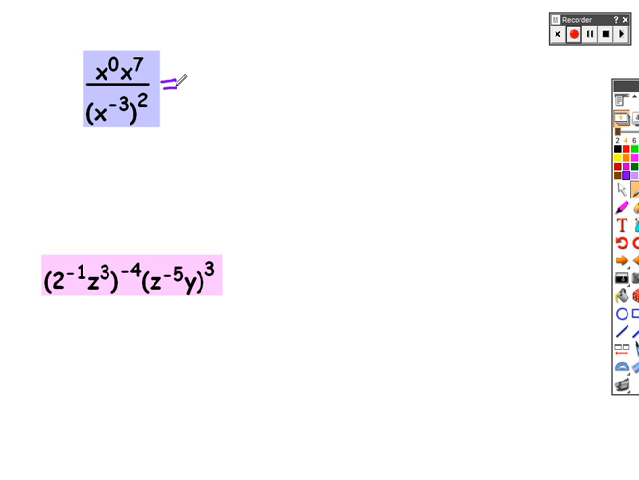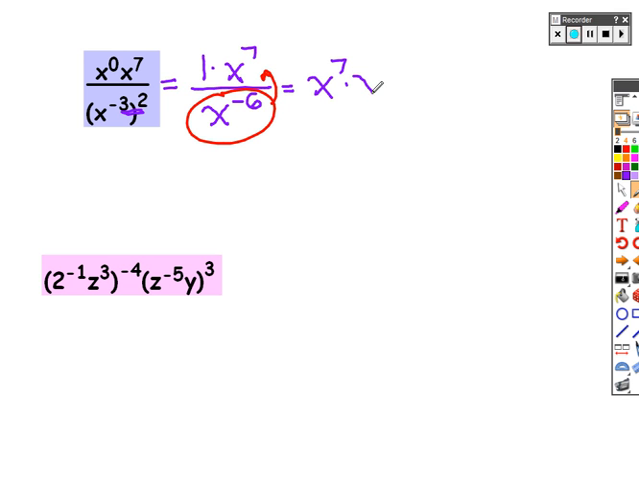X to the 0 is 1, and I should preface this by saying x can't be 0 here, so if x is anything except 0, that's just 1 times x to the 7th. In the denominator, it's like x to the -3 times x to the -3, so total that would be x to the -6. You can multiply these together to get that. Now that I have a negative exponent, I'm going to bring this to the top of the fraction, and the sign should change. So I have 7 x's and 6 more, so total, this is x to the 13th.